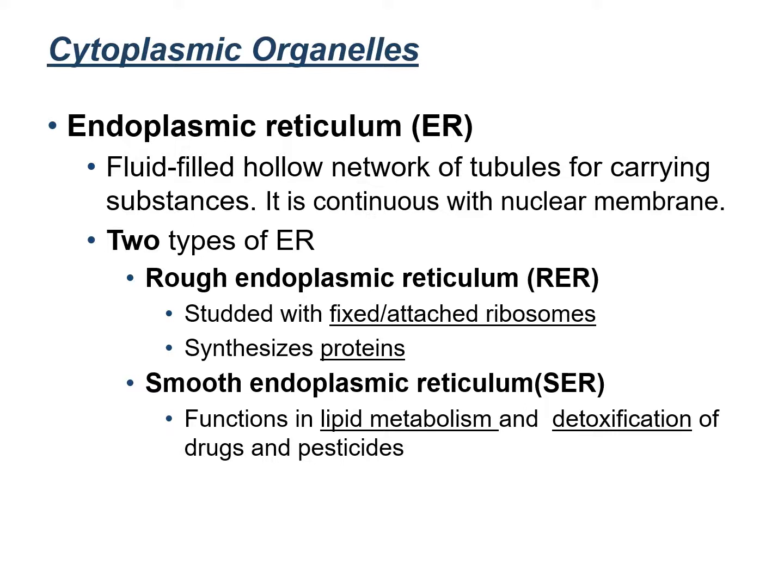The other one does not have ribosomes attached onto its surface, so it appears to be smooth, and that's why it is known as smooth endoplasmic reticulum, or SER. The rough ER, the main function is protein synthesis. Why? Because ribosomes synthesize proteins. Now, if you remember from one of the previous slides, where were ribosomes synthesized? Inside the nucleolus of the nucleus. The smooth endoplasmic reticulum, on the other hand, is involved in metabolism of fats and also in detoxification of harmful substances.